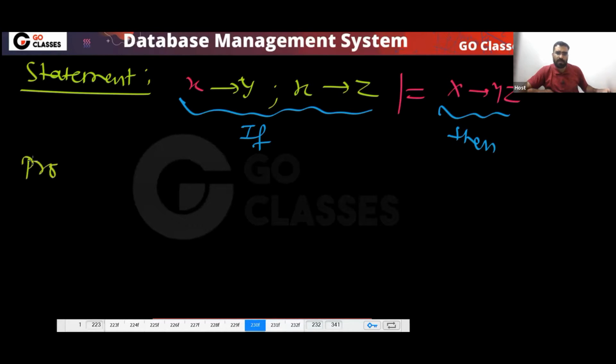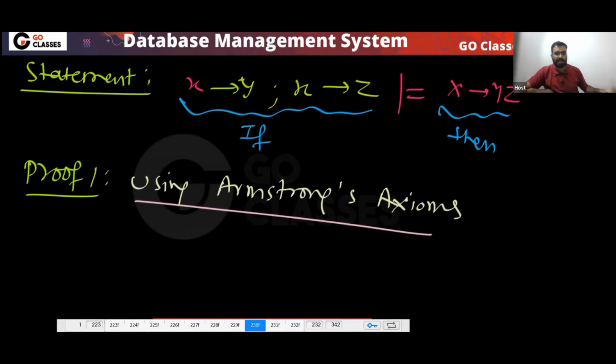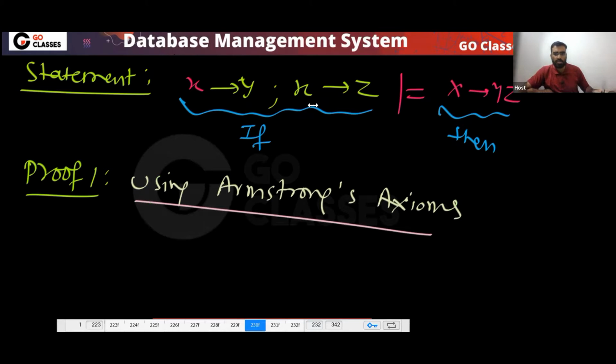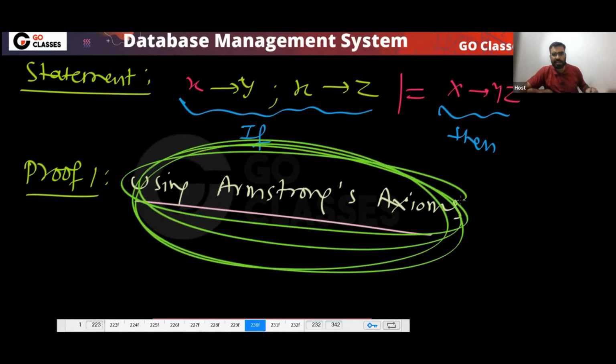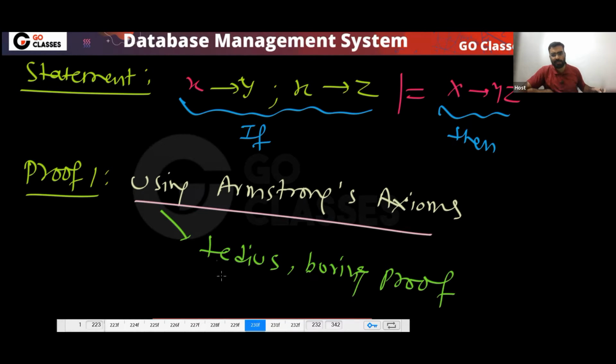Now remember the proof number one, that is using Armstrong rules, using Armstrong axioms. But this will be a very tedious proof. Basically, only three rules we will use again and again. So this is a tedious, boring proof. It will be a long proof, because you will use them again and again.